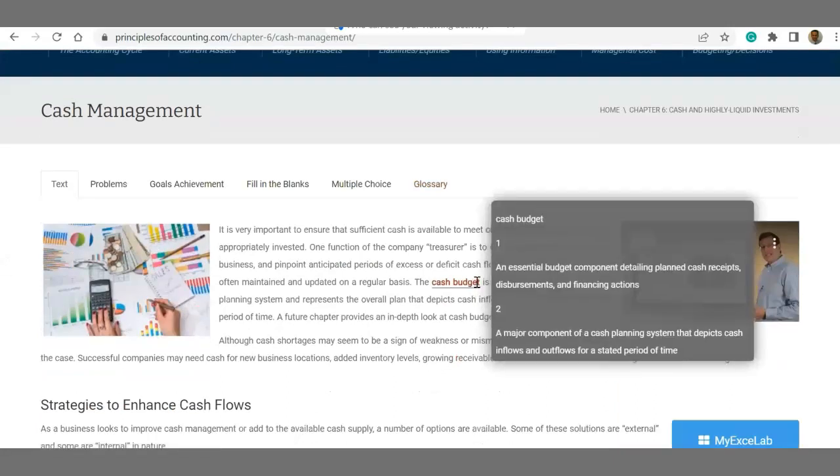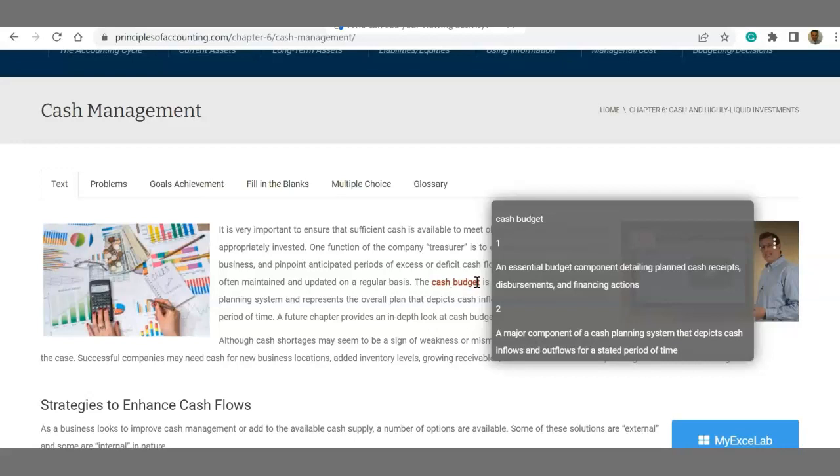So cash budget, it's an important subject for a business. They have to have a budget at the annual basis, quarterly basis, monthly basis, at least for the next 12 months. And one of those master budget components is cash budget, which is an essential budget component detailing planned cash receipts, disbursements, and financing actions. That means in the cash budget says how much cash you're gonna receive from your sales, estimated, how much cash you need to disperse for your expenses, again, estimated, and do you have enough cash left at the end, which can satisfy the minimum requirement of the company. And the minimum requirement of a company can be $10,000, can be $5,000, can be $10 million, depends what and how big the company is.